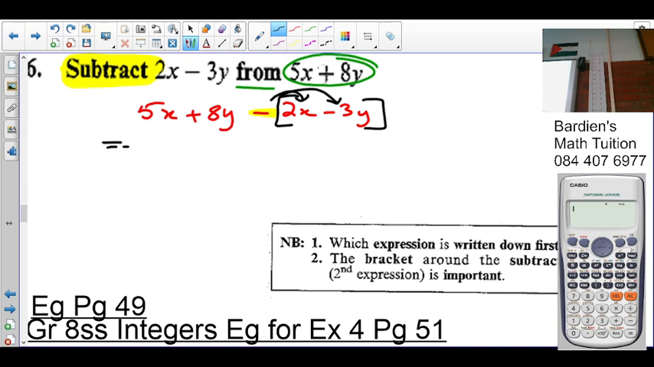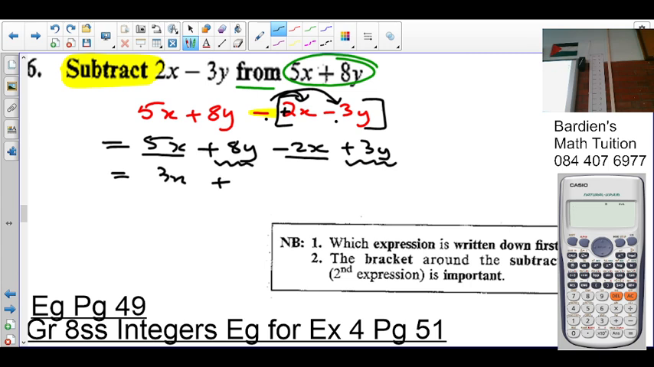Alright, so let's get rid of this bracket by multiplying, and we get 5x plus 8y. What's negative times positive? Negative 2x. What's negative times negative? Positive 3y. So what are we going to look for? Like terms. So 5x minus 2x is 3x, and 8y plus 3y. Do you guys understand? Is there any confusion? No.